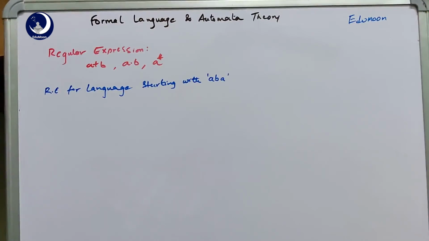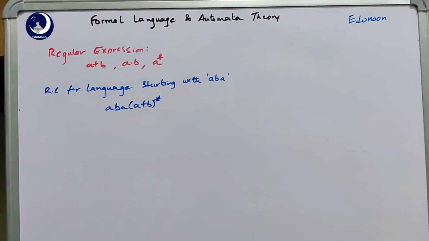So here again we are assuming sigma equal to {a, b}. Now we want to write a regular expression for the language where all the strings start with a, b, a. So the expression will be given as a, b, a and then (a+b)*. So it will start with a, b, a, and then any number of symbols formed using a and b will follow after a, b, a. So this is what we write.